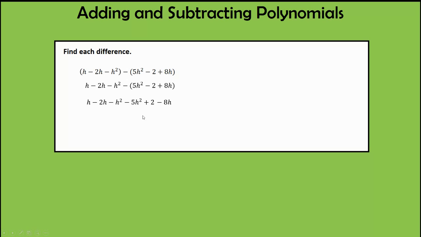Now at this point, it's just like the last question we did. Let's start pairing up, if we can, any like terms. So I start with the highest degree. This is negative 1h squared and negative 5h squared. So when I put those together, I get negative 6h squared. And now I'm done with my h squared term.